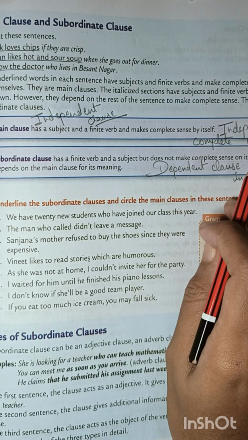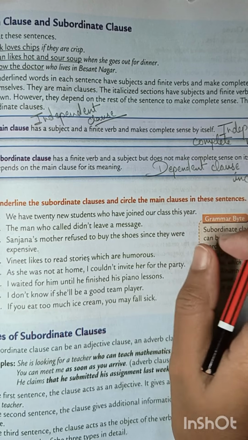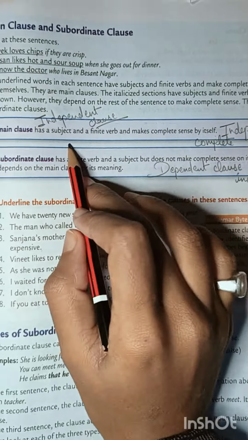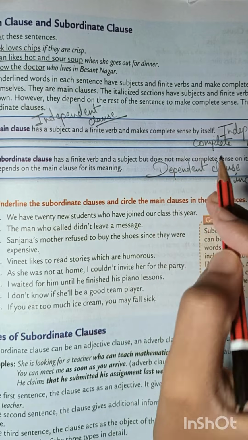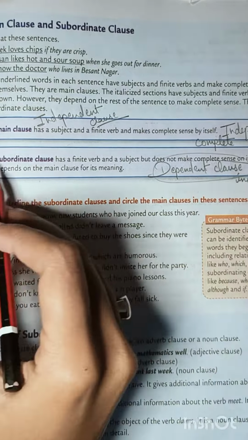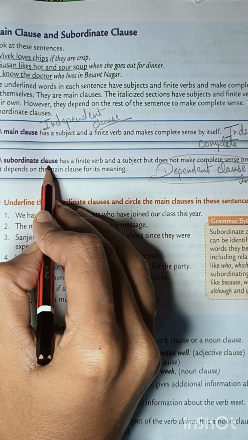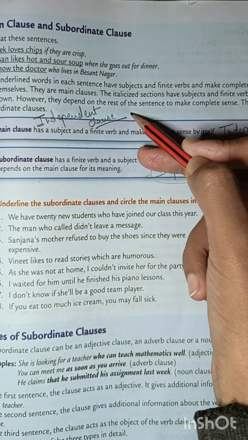Okay, so basically the very simple way to understand this: the main clause is also known as the independent clause and a subordinate clause is also known as the dependent clause. Dependent means that we are depending on someone else. Okay, it means that only. Whatever the subordinate clause sentences are, they are dependent on the main clause. It means it is dependent on the independent clause.